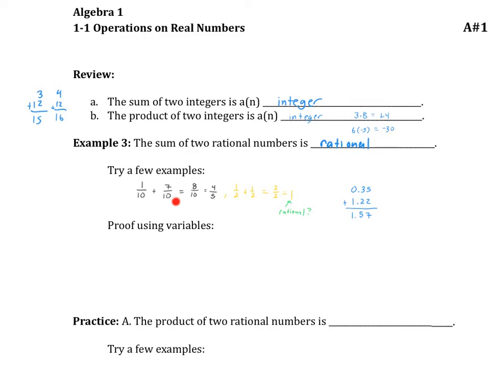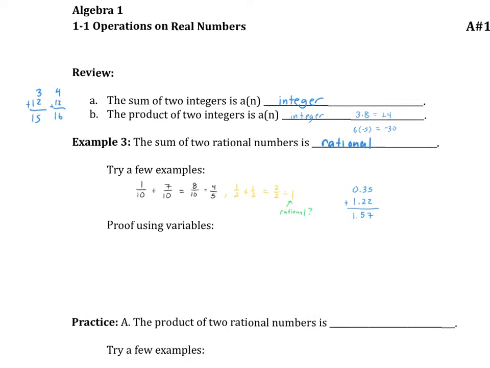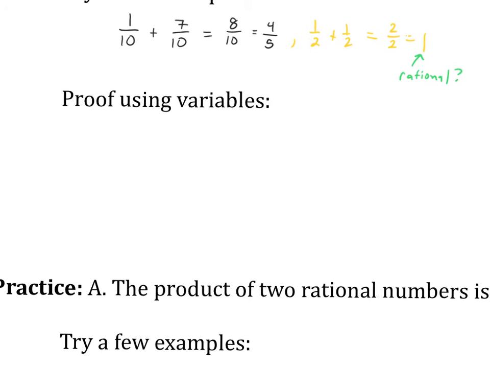Why is trying a few examples not a good strategy to prove something? Because the list of examples never ever ends. I can add 1/10 to 7/10, 1/10 to 4/5, 1/10 to 1/2, and there's an infinite number of fractions, infinite number of decimals, infinite number of negatives. I can never make the list complete. So we have to use not examples. Instead, we're going to do a proof using variables.